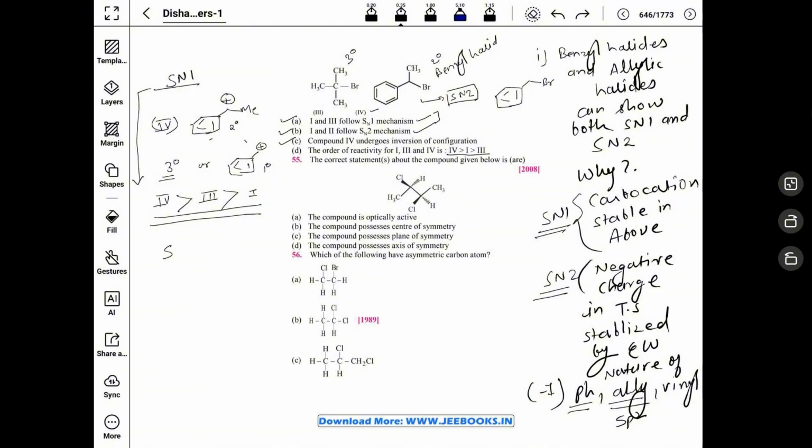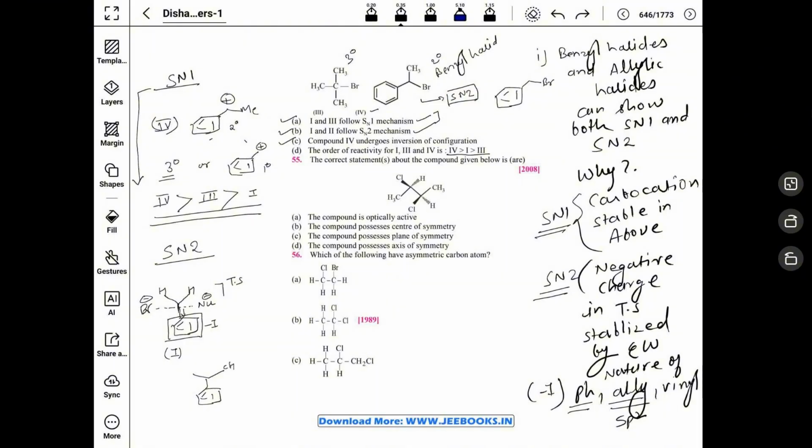Now let's see what it would be for the SN2 pathway. As we said, in the SN2 pathway it is important to stabilize the negative charge. So which one will stabilize the negative charge more effectively? Let's see what is happening. The nucleophile is coming here, and the halogen is leaving, and these are hydrogen and hydrogen. This is the structure of 1. In this case, the phenyl group has a minus I effect, so it stabilizes the negative charge of the transition state more effectively.